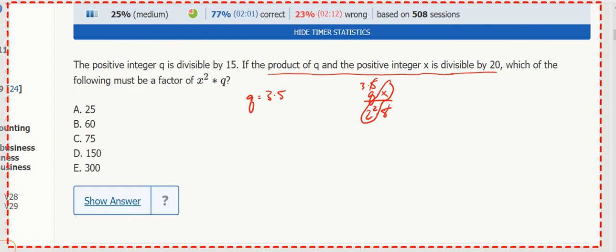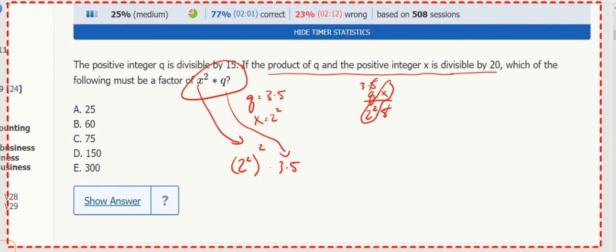Now that I know that x is divisible by 2 squared, I say x equals 2 squared, right? That's what we always want to do: once it's divisible, say it equals that. But here the point is you have to be sure. So once I parse that out, I know x equals 2 squared. Now I can set up x squared q, which is 2 squared squared, and q, which is 3 times 5. So that's 2 to the 4th, 3, and 5.